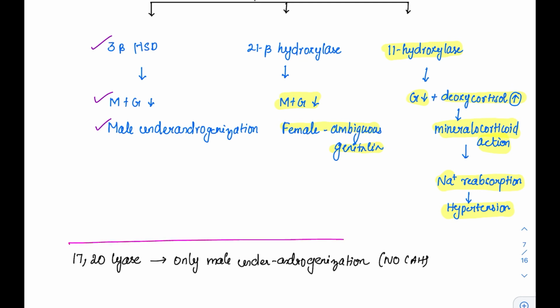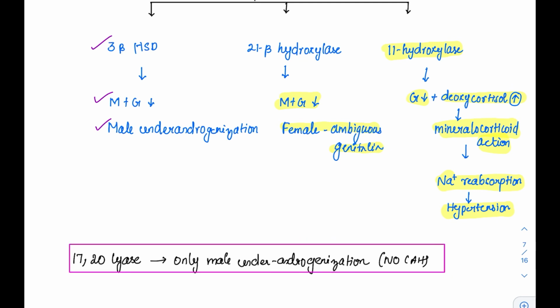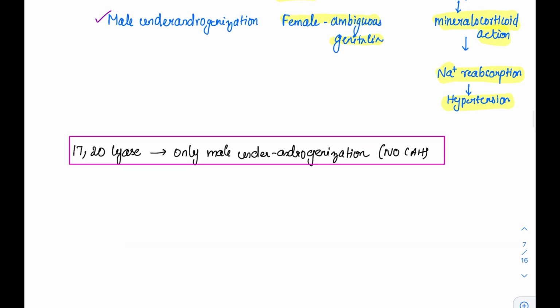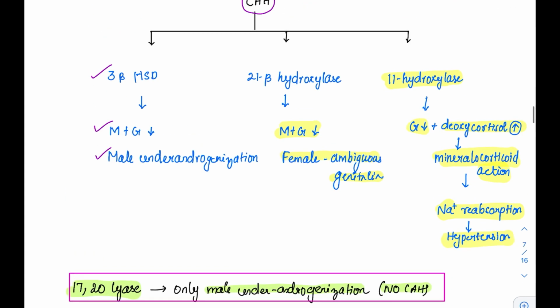And finally, why have we separated it separately? Because this disease will not have congenital adrenal hyperplasia at all. That is, the enzyme deficiency 17,20 lyase will not have adrenal hyperplasia at all. There only the androgens are defective, so it is not a problem in a female child, but in a male child there is under androgenization and there is no congenital adrenal hyperplasia. So this slide is very, very important. We have to remember every aspect of it. They can ask you any of the enzyme defects. Just remember the pathways and fit the answers accordingly.